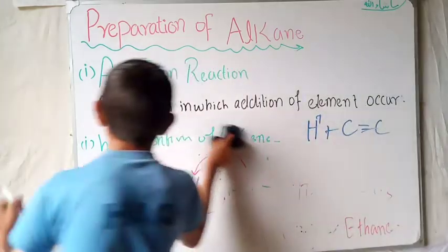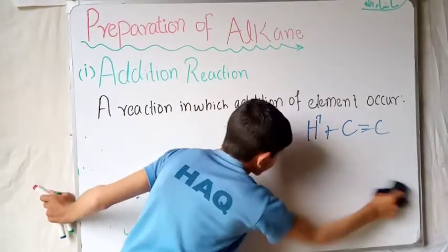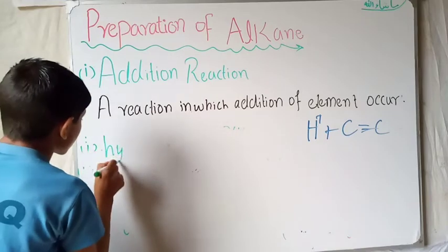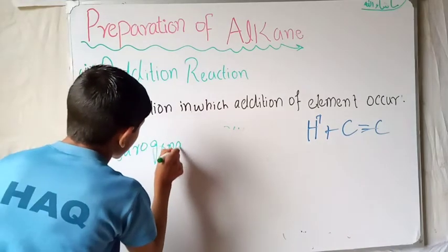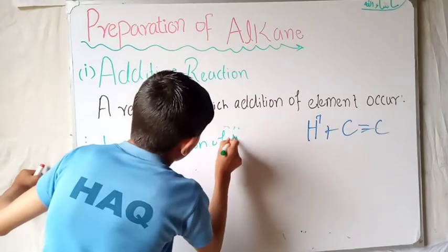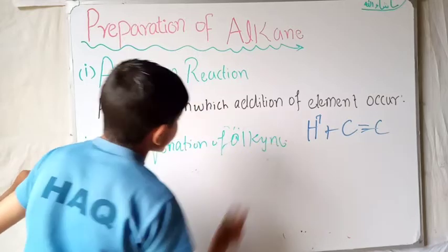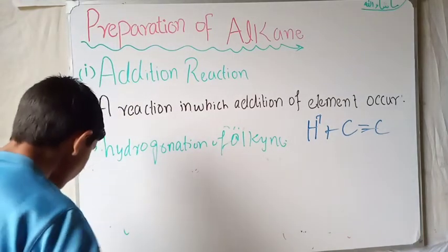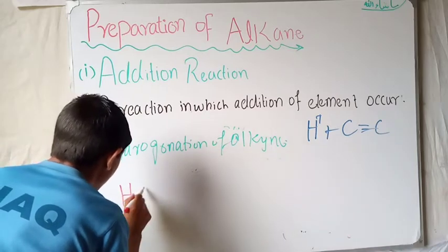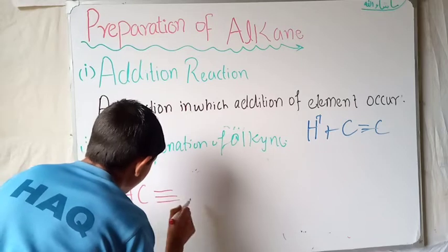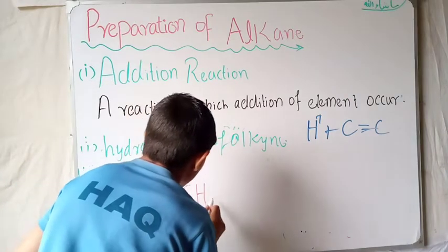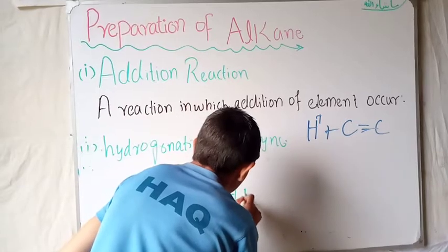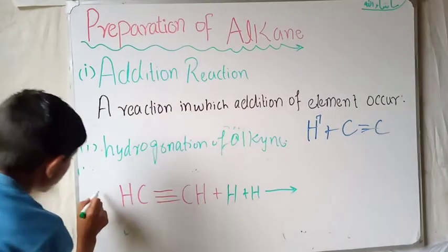The next is the hydrogenation process of alkyne. This process is completed in two steps. So in the hydrogenation of alkyne, it occurs in two steps. If you take an alkyne like this, with a triple bond, then in the addition of hydrogen, this is the first step.